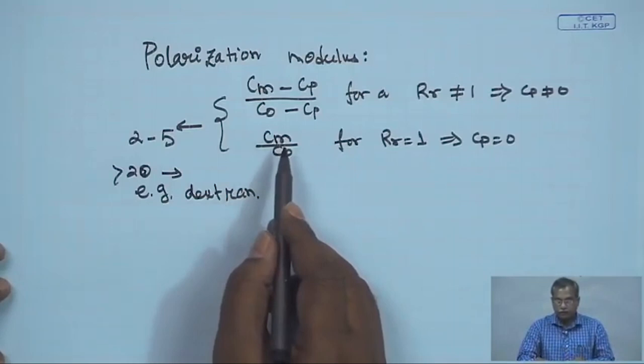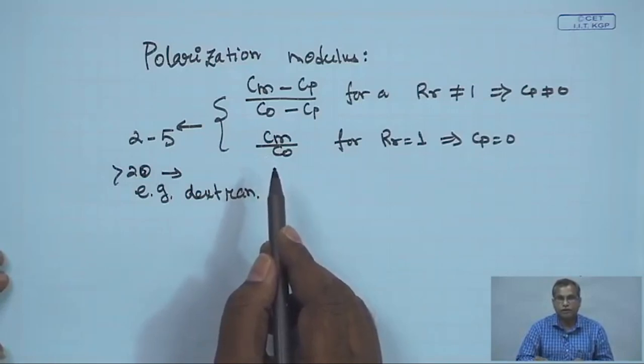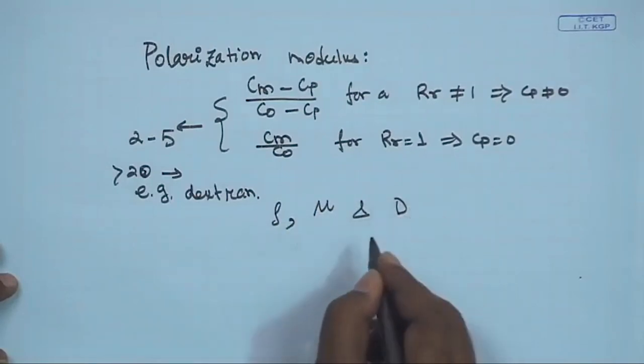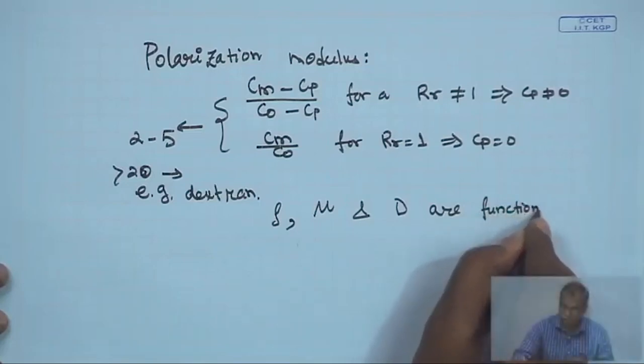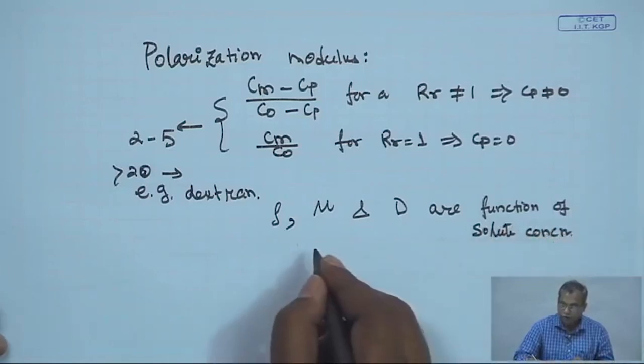This polarization modulus will indicate the extent of concentration polarization occurring within the mass transfer boundary layer, that is, how much the concentration of solute will suffer within the mass transfer boundary layer. Next, we will see how we can overcome the assumption of the constancy of the transport coefficients. As we have discussed earlier, the transport coefficients involved in the system are density, viscosity, and solute diffusivity. All of them are functions of solute concentration.